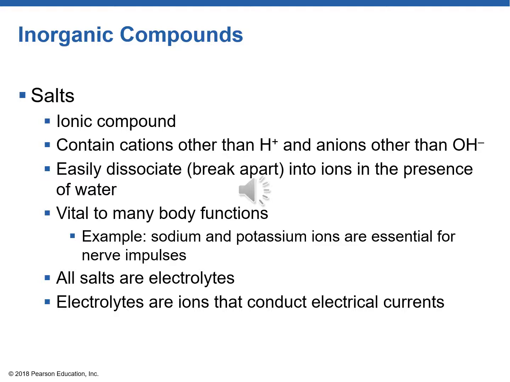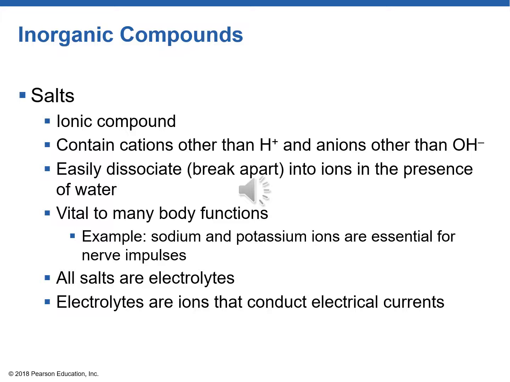Salts or ionic compounds contain a cation, anything other than hydrogen, and an anion, anything other than hydroxide. And they join together, but they are easily dissociated in water, or break apart in water. They are very important in our body. For example, there's movement of sodium and potassium across the cell membrane in order for a nerve impulse to pass along a neuron. So that's a very good example. We'll be talking about that and building on that lots more.